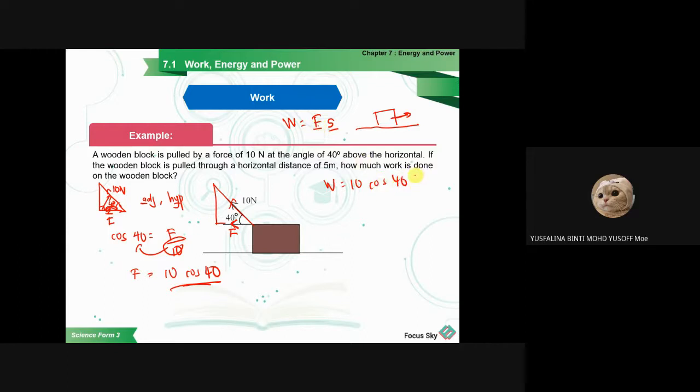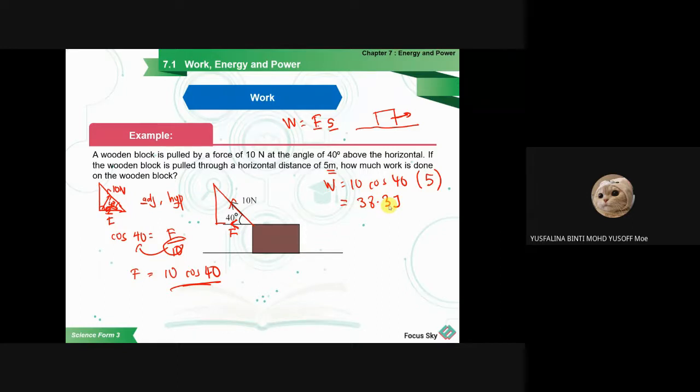And then what is the S here? The displacement. The displacement is 5. I think the answer is 35 point something. Wait. So I got 38.3 joule. So that's the answer.